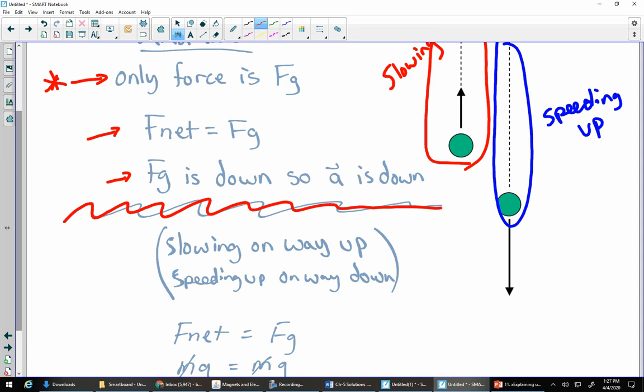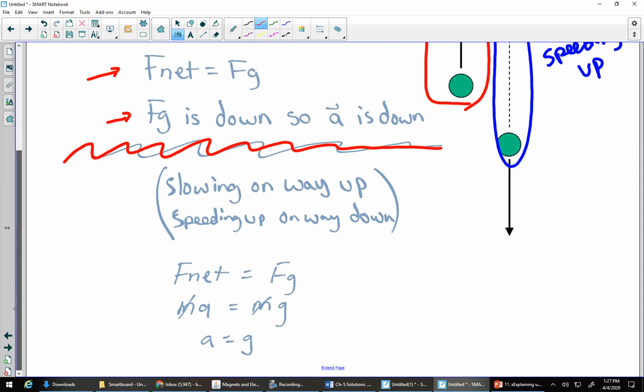So the first section, on its way up, its velocity is upwards, but its acceleration is downwards. And we know when velocity and acceleration are in opposite directions, it's going to be slowing down. On the way down, its velocity is downwards and its acceleration is downwards. We know it's going to be speeding up on the way down.